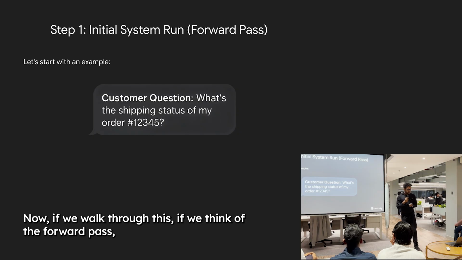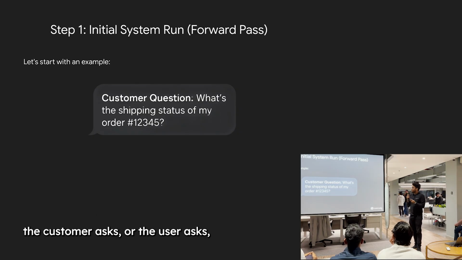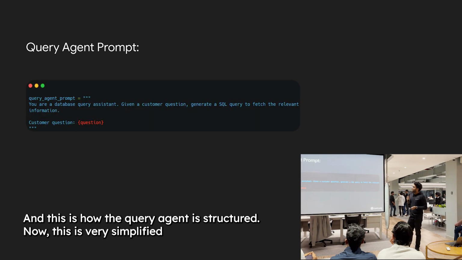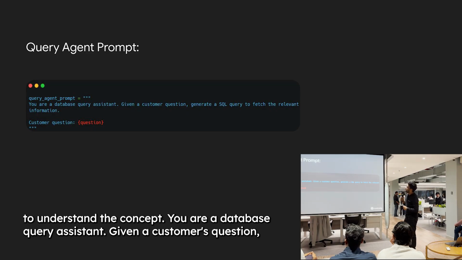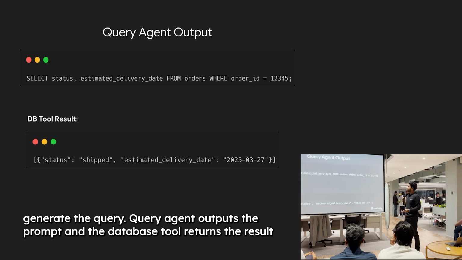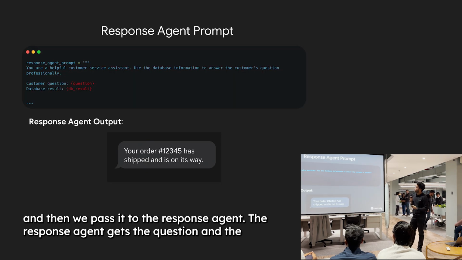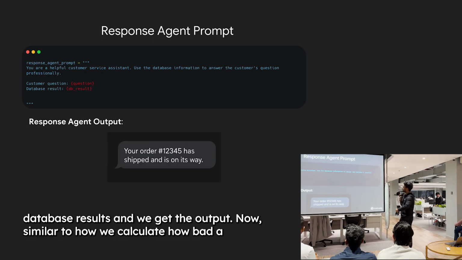Now, if we walk through this, if we think of the forward pass, the user asks, what's the shipping status of my order 1, 2, 3, 4, 5? And this is how the query agent is structured. Now, this is very simplified to understand the concept. You're a database query assistant: given a customer question, generate the query. The query agent outputs the prompt, and the database tool returns the result, and then we pass it to the response agent. The response agent gets the question and the database results, and we get the output.